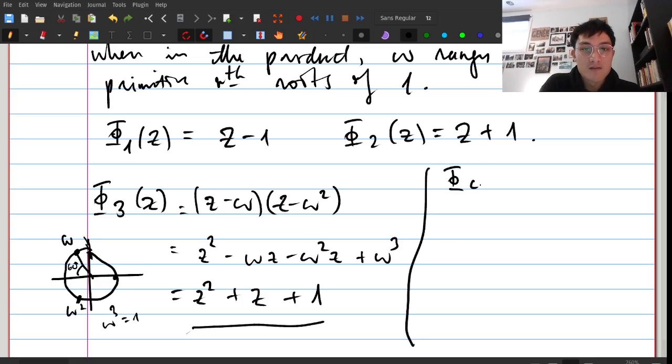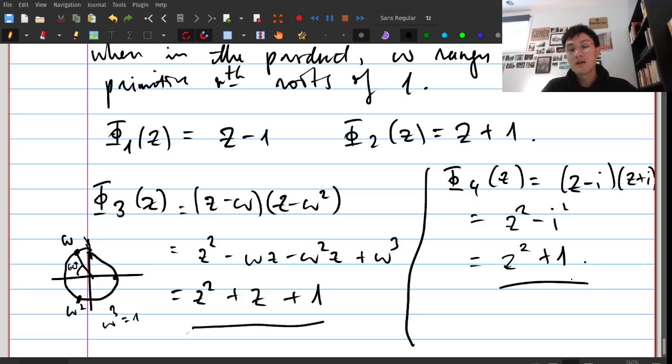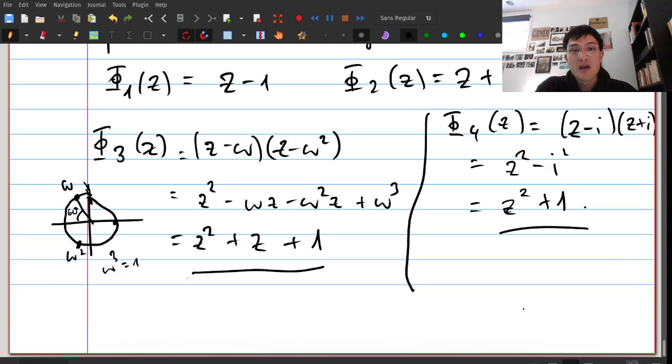So phi 4 of z. Remember, the primitive fourth roots of unity are i and negative i. So we have z minus i, z plus i. And this is just z squared minus i squared, but i squared is negative 1. So minus negative 1 is just z squared plus 1. Okay, so we see some examples of cyclotomic polynomials.